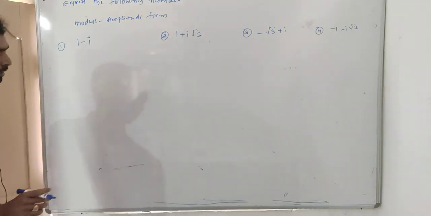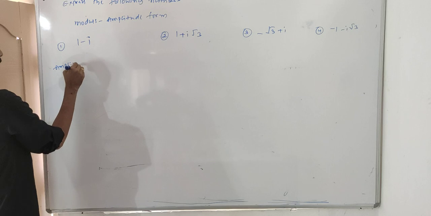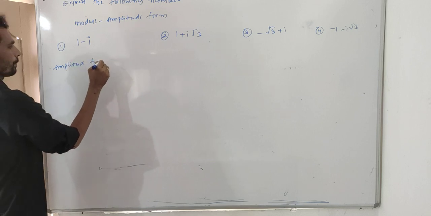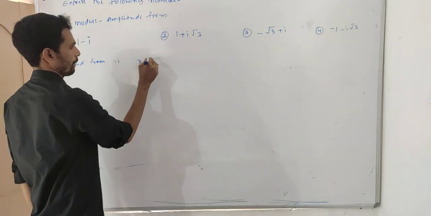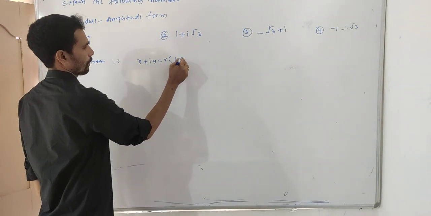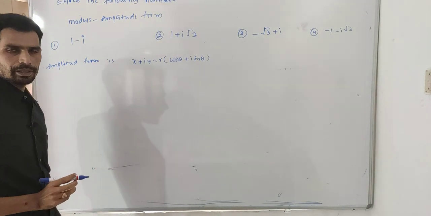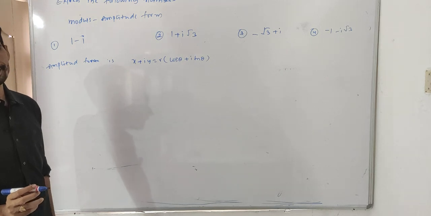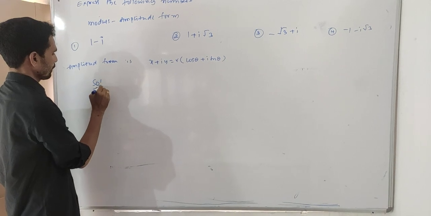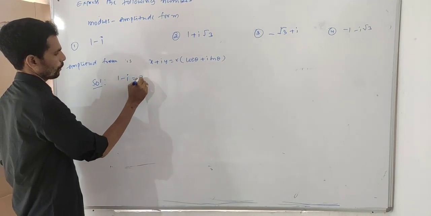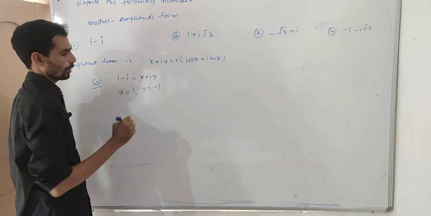What is the polar form, sir? What is the amplitude form? The amplitude form of a complex number: already we know x plus iy is equal to r of cos theta plus i sin theta. Any doubt? Now, what is given in the first problem? 1 minus i is given, that is equal to x plus iy. Indirectly x is equal to 1, y is equal to minus 1.